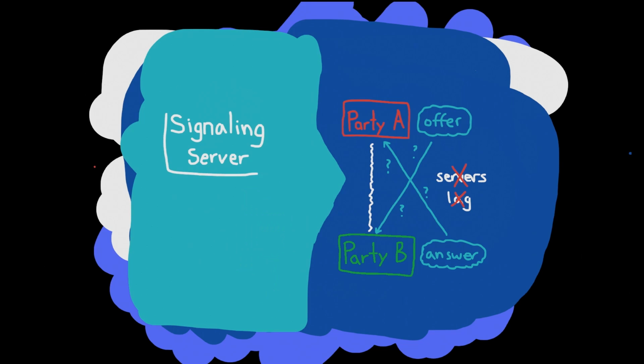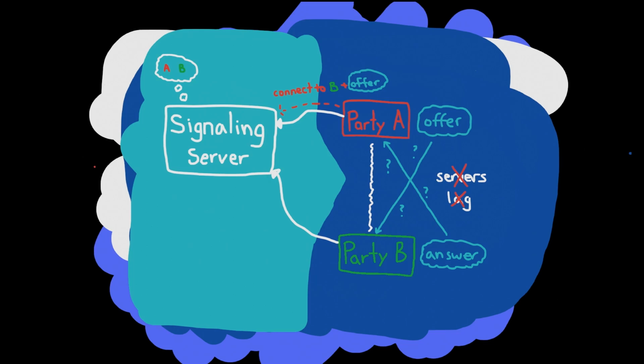This is where signaling servers come in. Each party connects to the signaling server, which remembers who has connected. Party A asks if it can connect to party B, and the signaling server will relay the offer to party B. Once party B has formed an answer, it is relayed back to party A through the signaling server, and then a direct connection can be made. Unlike central servers that process all data, signaling servers cost next to nothing.